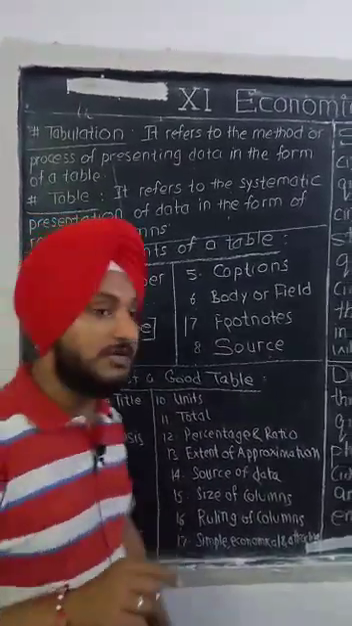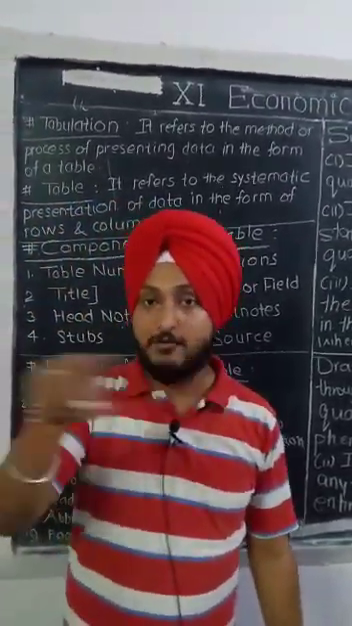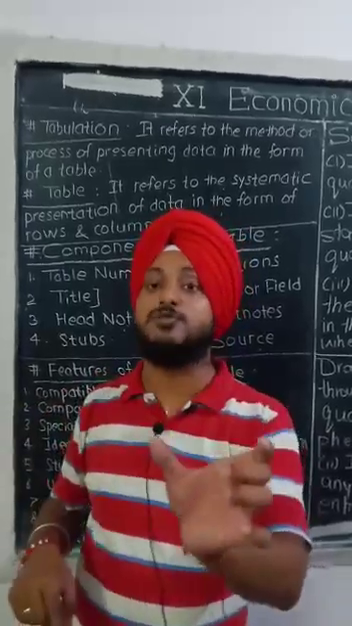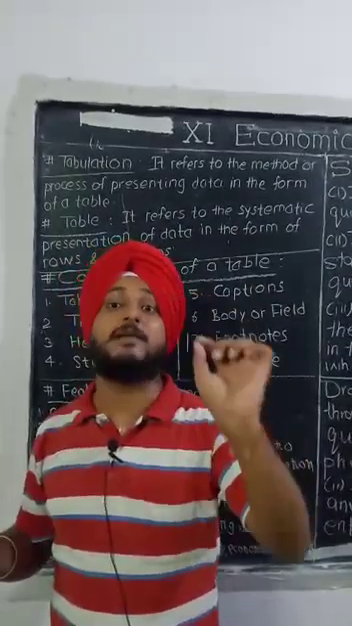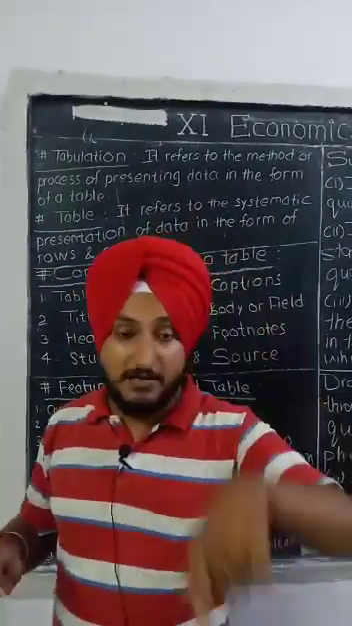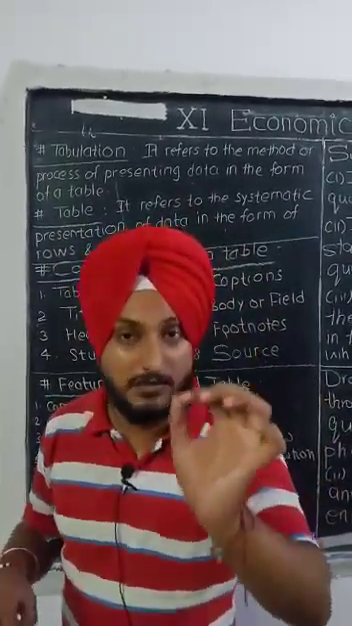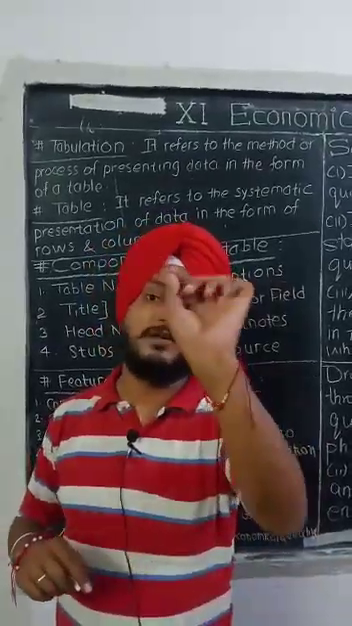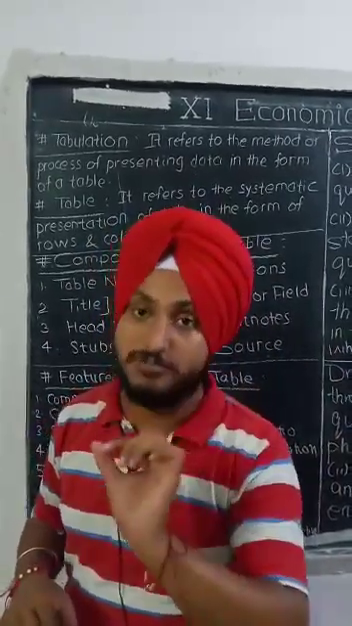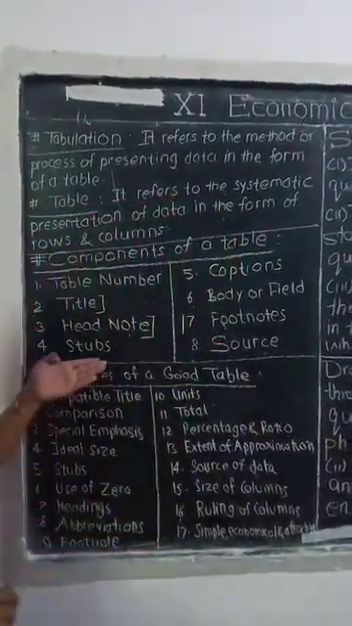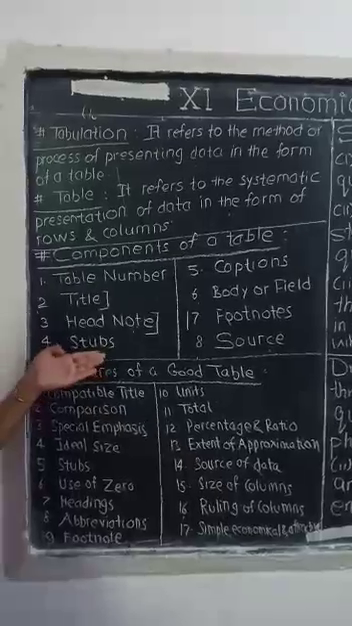We have students, and two types of things: we have rows, we have columns. The heading of rows is called stubs. So I am writing the marks, and under it I am writing roll number. Then I am writing roll number 1, 2, 3, and that is the heading of rows. So it is one more question: what do you mean by stubs? Stubs are the heading of rows.